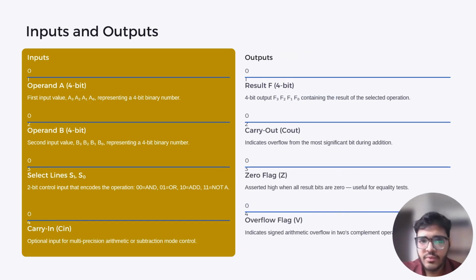Now inputs and outputs. The ALU has several inputs and outputs. Inputs include operand A, operand B, select lines, and carry in. Outputs include the result, carry out flag, zero flag, and overflow flag. These outputs help in decision making and further processing.